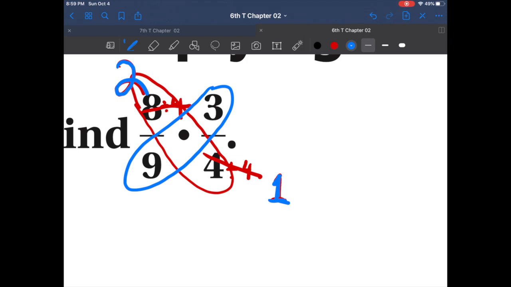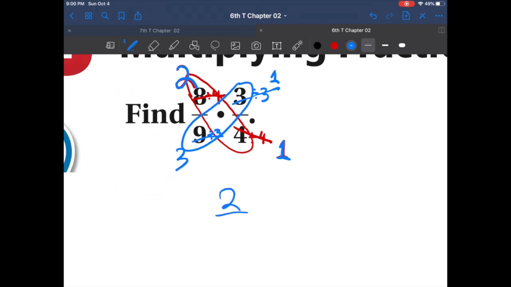I can do the same thing over here like this. Is there a number that can go into both 9 and 3? Yeah, 3. So let's divide by 3. What's that going to give us? 1. And then what's 9 divided by 3? That's going to give us 3. Now, how do we multiply fractions? We multiply fractions straight across. 2 times 1 is 2. 3 times 1 is 3.